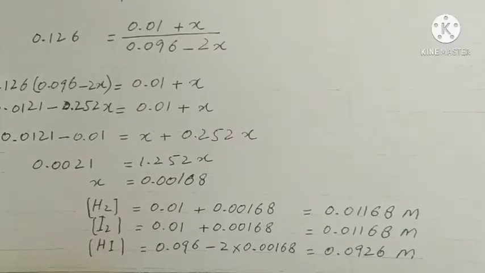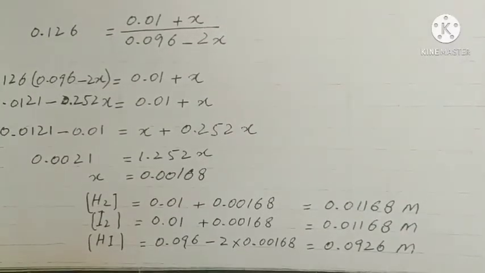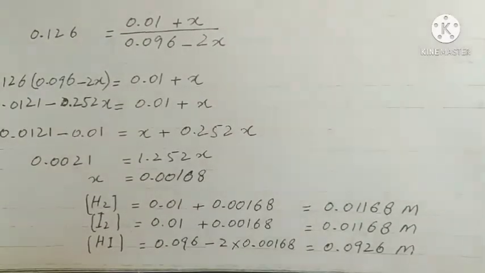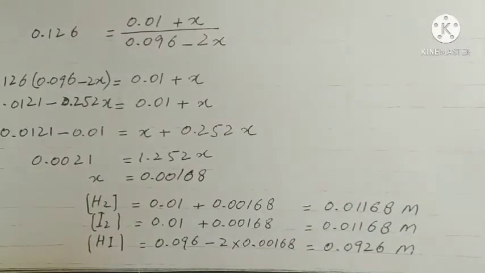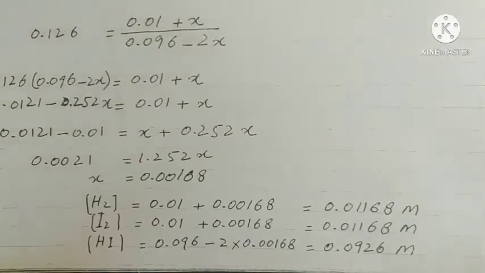Now the new concentrations are: H2 is 0.01 plus 0.00168, so the answer is 0.01168. For iodine, 0.01 plus 0.00168 is equal to 0.01168 moles. And for HI, 0.096 minus 2 into 0.00168 is equal to 0.0926 moles.